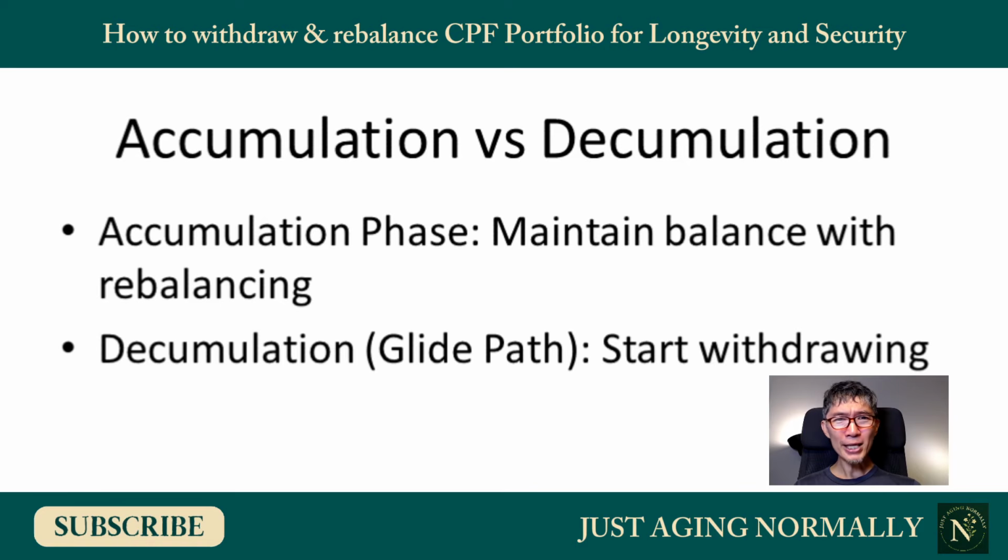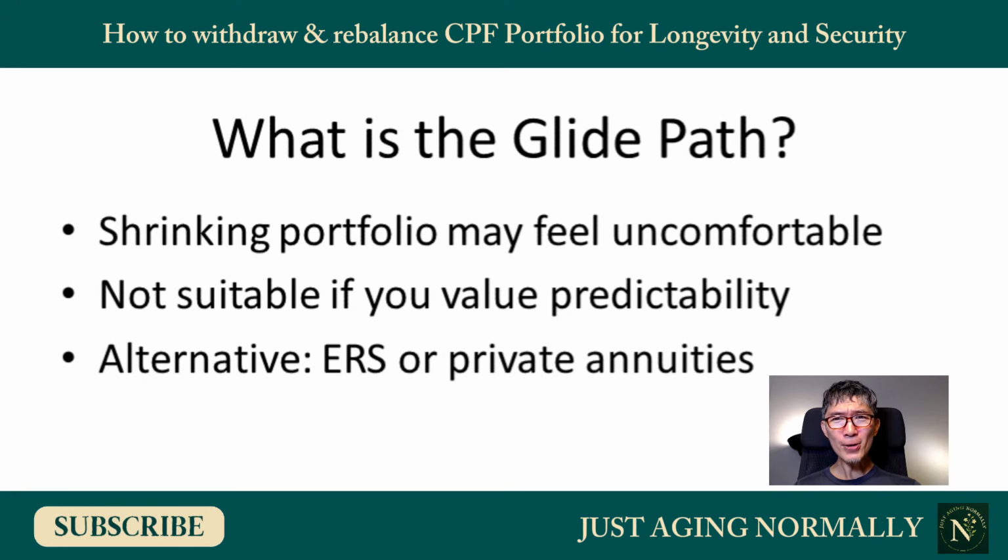Now, let's talk about the decumulation phase, or what the fin bros will call the glide path. In our current context, this starts from age 65 onwards. Now, this can be super scary for a lot of early retirees. For the first time in a long while, you're going to see your portfolio shrink instead of grow. And many people will find that hard to get used to.